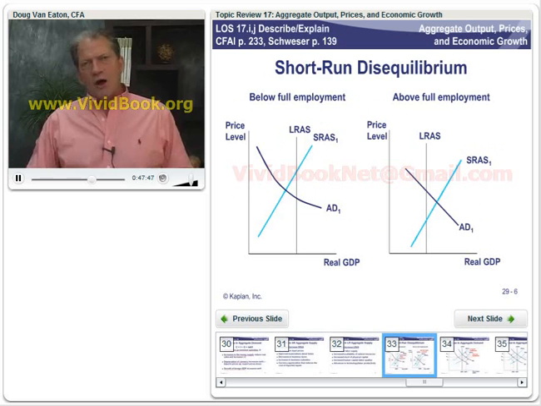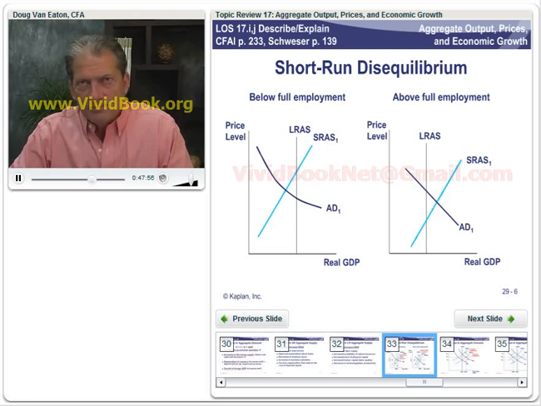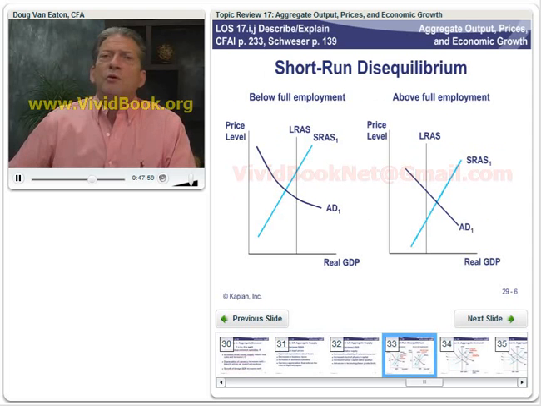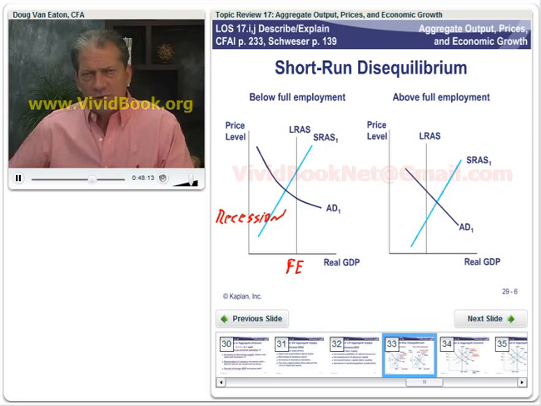Now let's show why we want this aggregate supply, aggregate demand curves here. And we're going to start out here with two short-run disequilibrium situations. In the first one, we're below full employment. Think of this as being a recession, because we're under, let me put FE here, we're under full employment GDP for whatever reason. Here's the price level. Here's the level of real output.